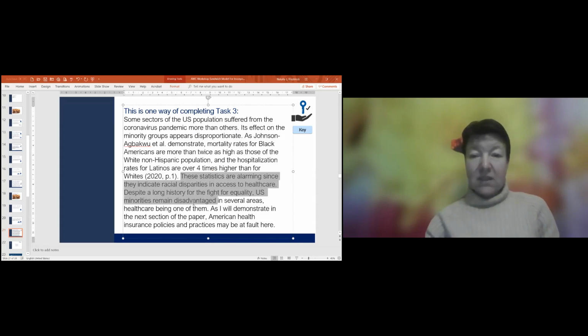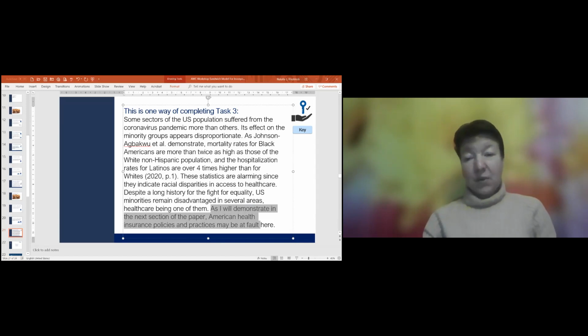Here's my discussion. The statistics are alarming since they indicate racial disparities in access to healthcare. Despite a long history of the fight for equality, US minorities remain disadvantaged in several areas, healthcare being one of them. And then I conclude with the introduction of the further content of the paper. As I will demonstrate in the next section of the paper, American health insurance policies and practices may be at fault here.